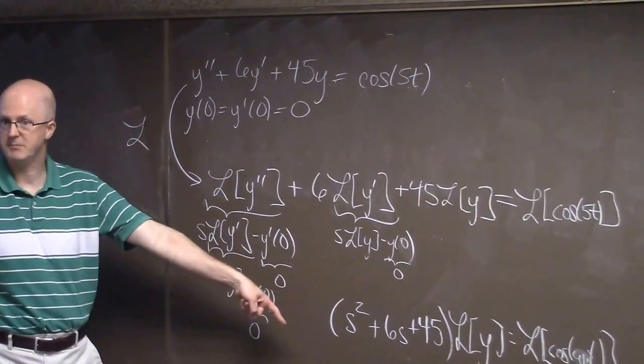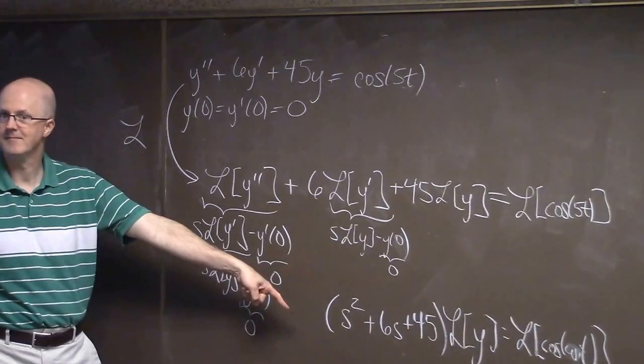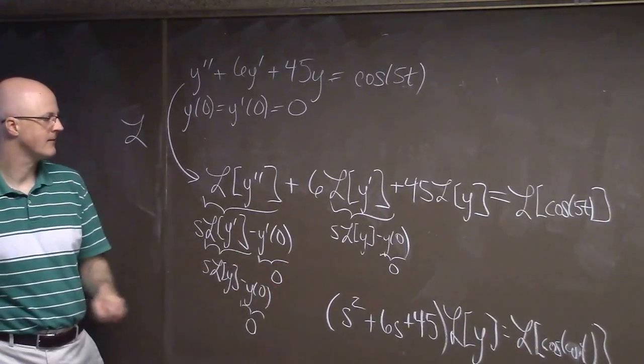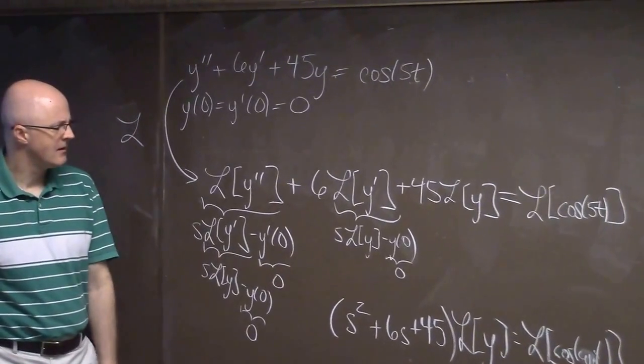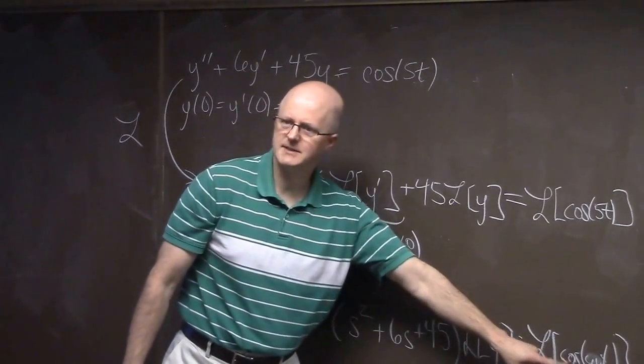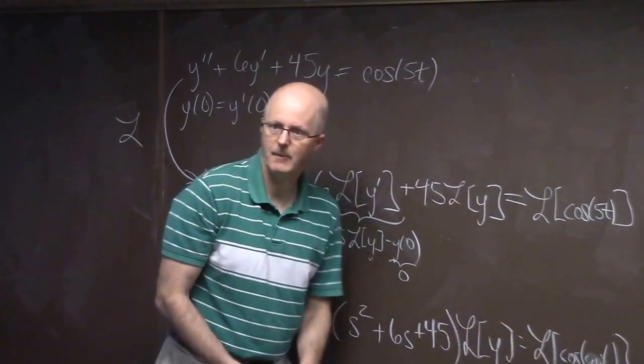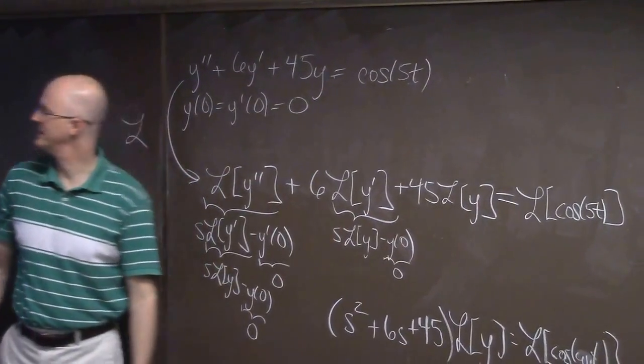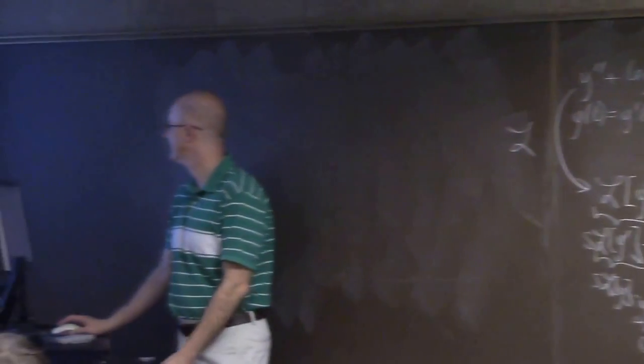Okay, that's something you should be able to do by hand. To get to here, we have to figure out the Laplace transform of the cosine of omega t, evidently. There's a couple of different ways you could approach it. You could use the definition.